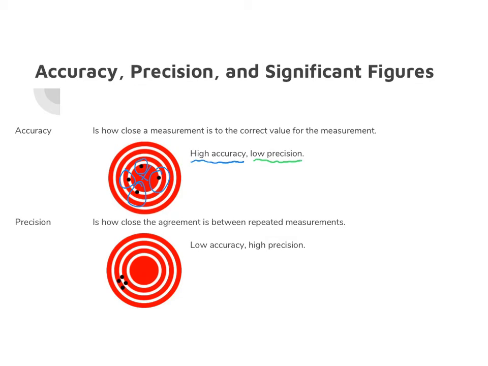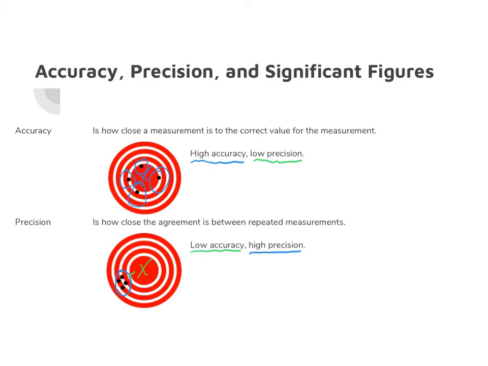While precision is how close the agreement is between repeated measurements. So when we take a look at this target and we see our 4 dots very close in proximity to one another, but they're not close to our bullseye. They have missed the bullseye, but they are all within the same area of one another. They have low accuracy and high precision. Low accuracy and high precision.